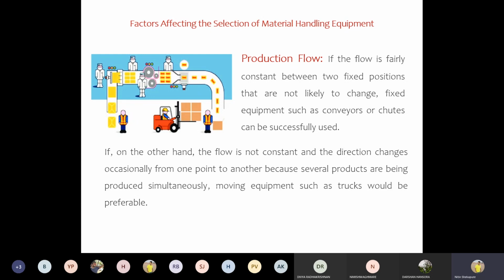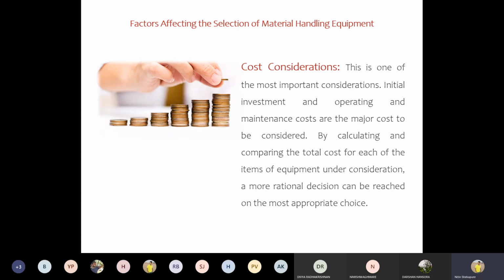So the total structure or the production flow is going to play a very important role while selecting the material handling equipment. And one more important parameter is going to be cost consideration, because if you are going to use very sophisticated material handling equipment, it is going to cost you more. But at the same time, you need to see whether it is really necessary, is it paying me back, or is it advisable to invest that much money into material handling equipment?